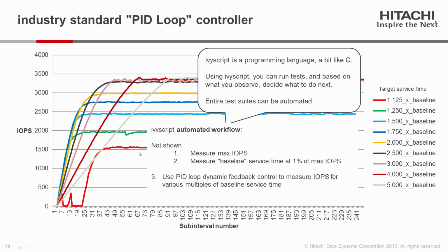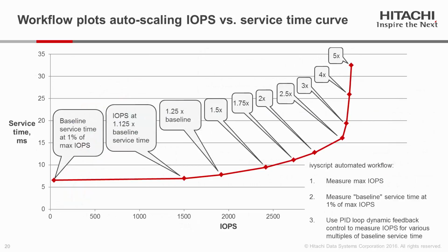And then for each of the colored lines here, it's a third step, which does dynamic feedback control based on a target percentage of the baseline service time. Okay, so that's an automated test workflow. And then this is the actual CSV file output showing what the measurement value was for that series of colored lines.